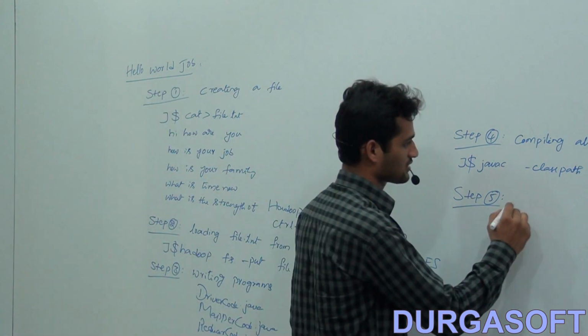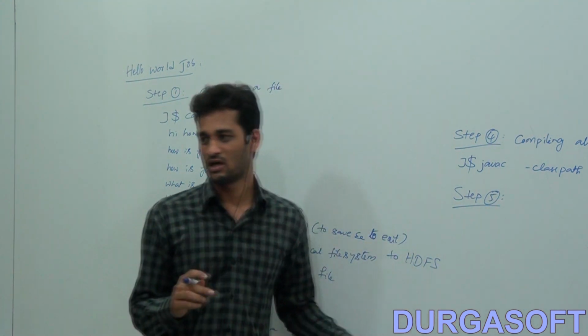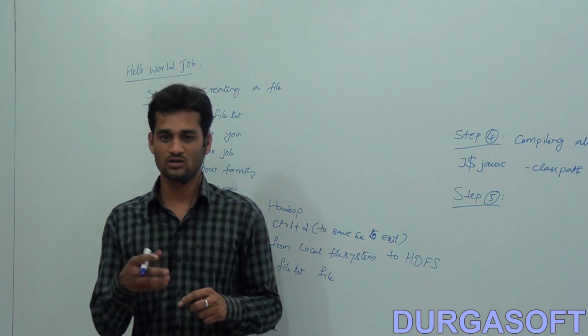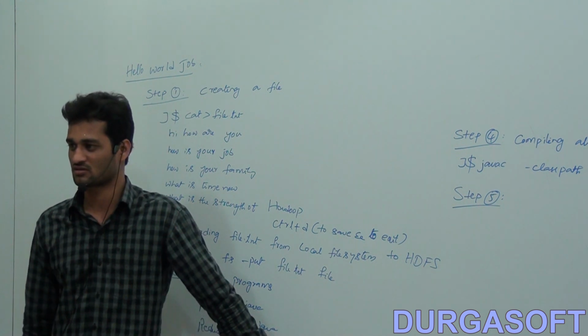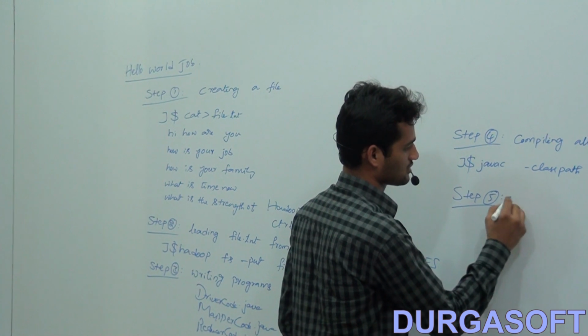So now I have to create a jar file by keeping all those dot class files. I told you already, Hadoop can run only jar files. It doesn't know how to run other things. Just as Java runs only dot class files, Hadoop also runs only dot jar files. So I have to create a jar file. How to create a jar file, we will see.